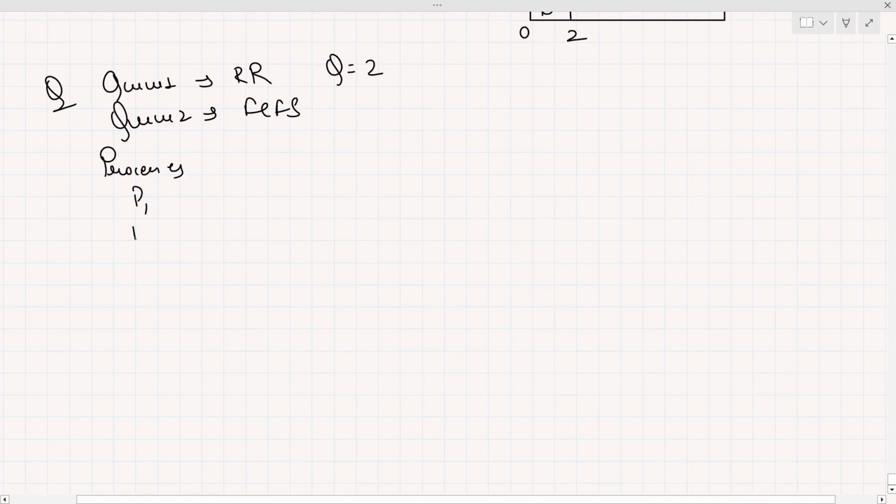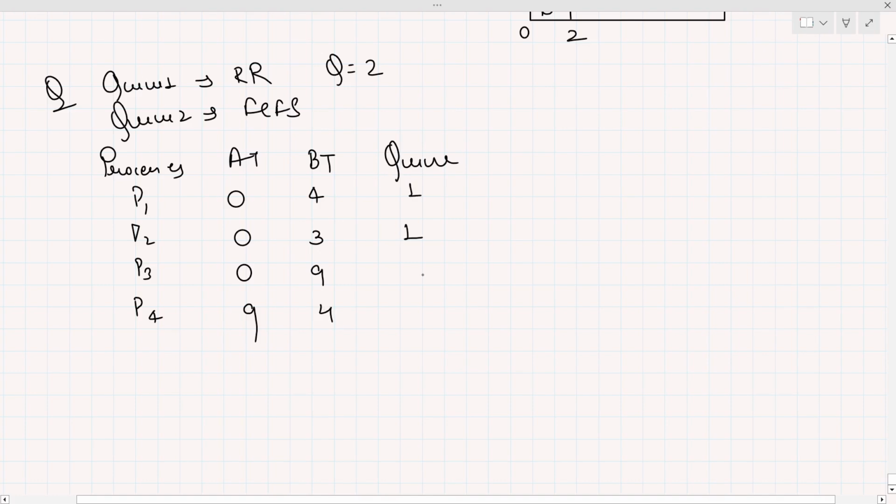We have 4 processes, P1, P2, P3 and P4. The arrival times of these processes are 0, 0, 0 and 9. The burst times of the processes are 4, 3, 9 and 4. Now this is the important thing: the P1 process is in Q1, P2 is in Q1, P3 is in Q2, and P4 is in Q1. So in Q2 we have only 1 process and in Q1 we have 3 processes.